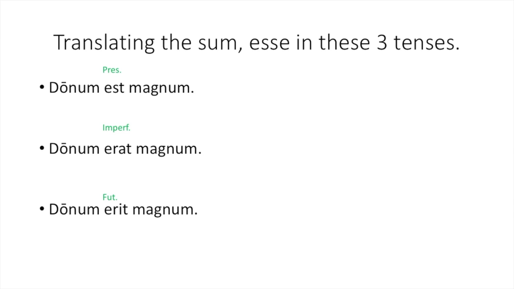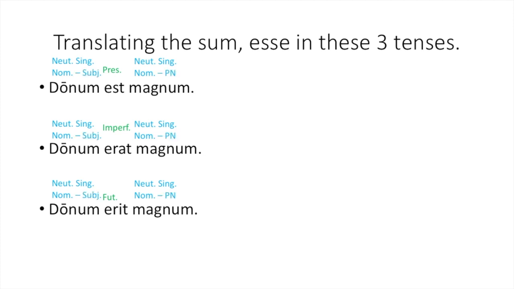Since it is sum, esse, on both of the sides of the linking verb, there is a neuter singular nominative word, donum or magnum. Since donum is on the left, the first side of our linking verb, it is our subject, and magnum comes after our linking verb, so it's our predicate nominative that tells us a little bit more about our subject, donum. As you've probably figured out by now, you can translate donum est magnum as the gift is large.